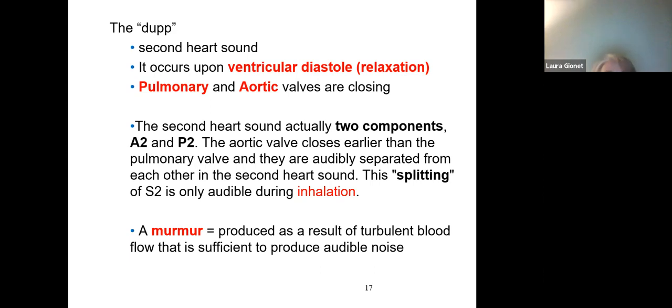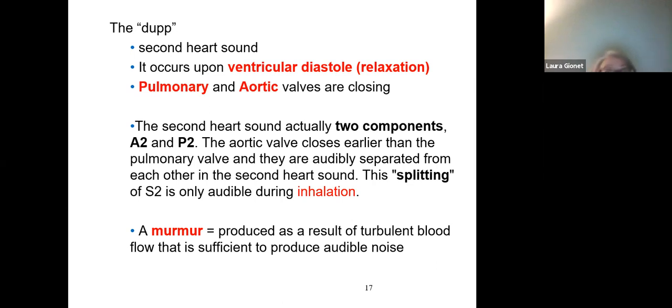The second heart sound actually has two components, an A2 and a P2. So the 2 represents the second heart sound. The A is for the aortic sound, and the P is for the pulmonary sound. The aortic valve closes earlier than the pulmonary valve, and they are audibly separated from each other in the second heart sound. This splitting of the S2 is only audible during inhalation.